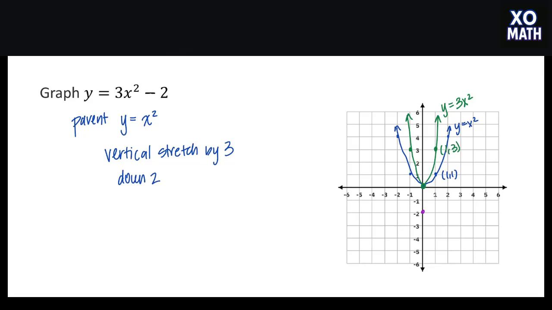And then last but not least, everything is going to shift down 2 units. So we're going to have our vertex of the parabola down at 0, negative 2, and then these other points are going to move down 2 units as well. So they're actually going to return back to that 1, 1 and negative 1, 1. And we can connect those points together. And this is now the graph of 3x squared minus 2.